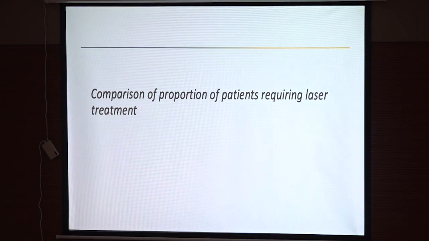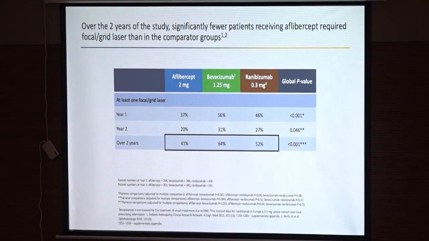Now they have also studied in these three groups what the proportion of patients requiring laser treatment was. Again you can see here that over the period of 1 year and 2 years, the Eylea group required fewer laser treatments compared to Lucentis and Avastin. Only 41% in the Eylea group required laser treatment, 64% in Avastin and 52% in the Lucentis group.